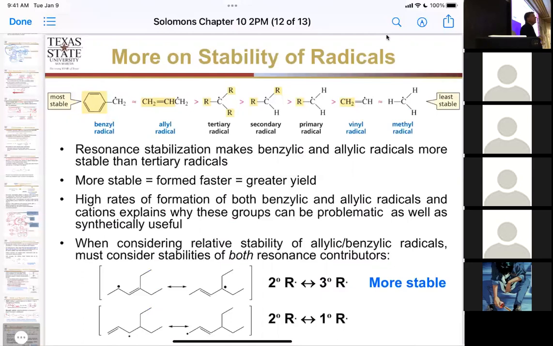More stable means forms faster. If it forms faster, you're going to have more product. More stable means lower activation energy. Lower activation energy means more product, okay? And then because of the high rates of formation for those benzylic and allylic radicals and cations, these can be problematic because now you might have choices.